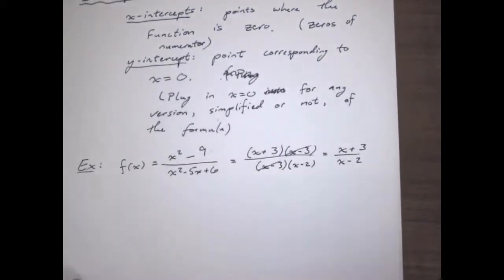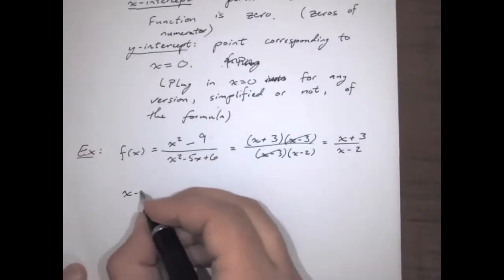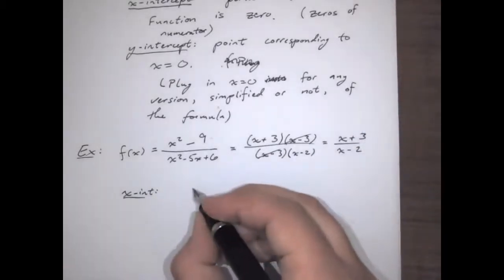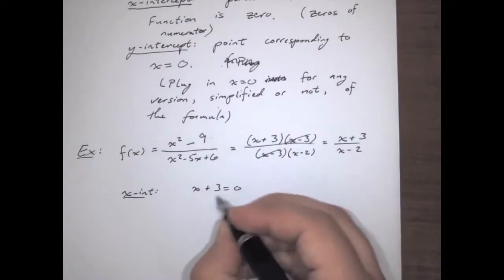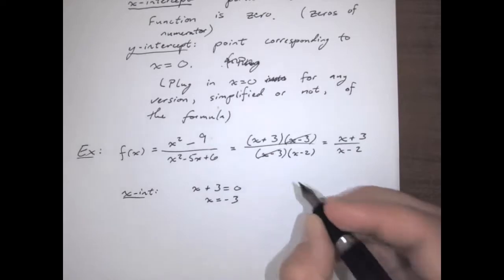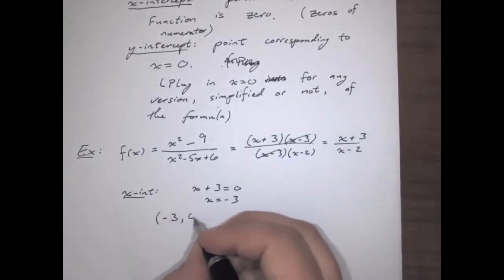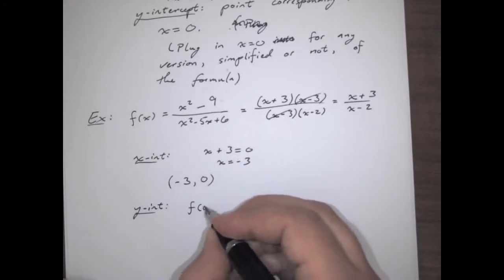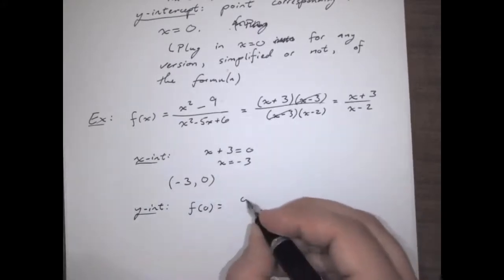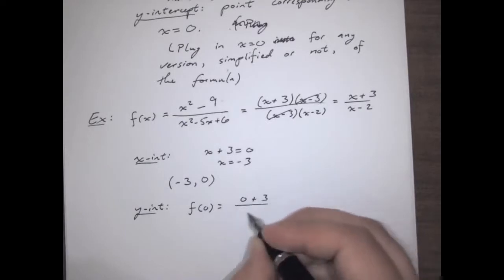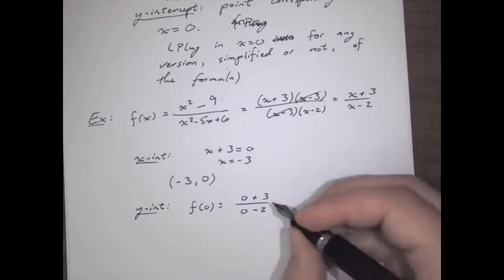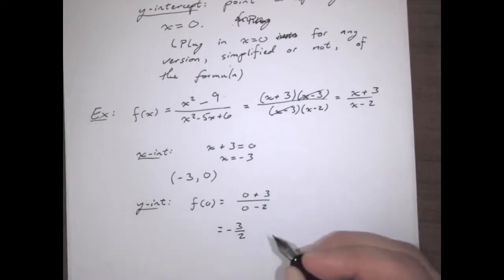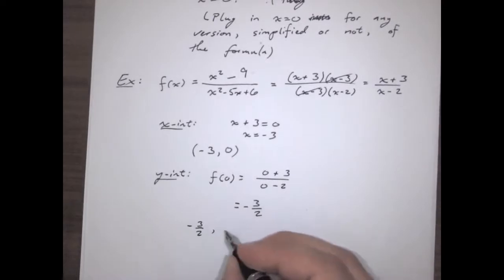But now if we are looking at it specifically for the intercepts, we already know the x-intercept is when x equals -3. So that gives you the point -3 for x and 0 for y. For the y-intercept, we can just plug in f of 0, if it's defined anyway. If it's not defined, we just say none. 0 plus 3 over 0 minus 2. You can use any version, simplified or not. So that's going to equal 3 over -2, so just -3 halves. So it's going to be 0, -3 halves.